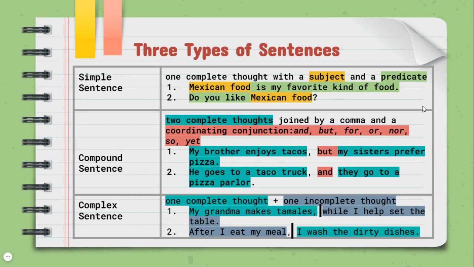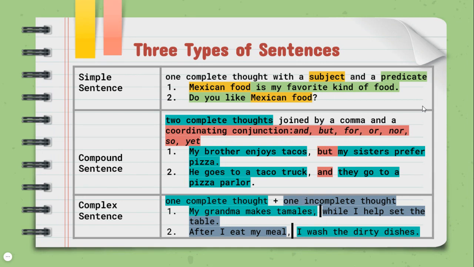You can see the two complete thoughts or independent clauses can stand on their own. When they are joined with a comma and a coordinating conjunction, they become a compound sentence. Look at example 2. He goes to a taco truck, and they go to a pizza parlor. Again, you can see he goes to a taco truck, they go to a pizza parlor, are independent clauses. They can stand on their own as a complete thought. When they are joined with a comma and a coordinating conjunction, they become a compound sentence.